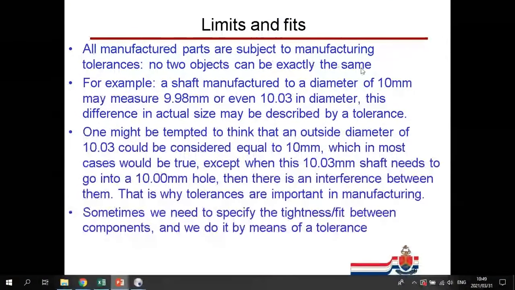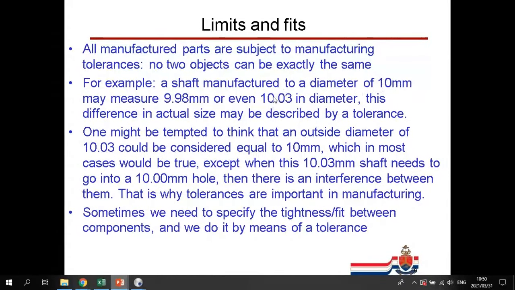Okay, so limits and fits. All manufactured parts are subject to manufacturing tolerances. No two objects can be exactly the same. So you might have a shaft that you think has a diameter of 10. If you measure it very accurately, it might be slightly less or slightly more than that. And this difference in actual size may be described by a tolerance. So you as the designer might specify that it is allowed to be between 9.9 and 10.1 for your specific purpose.